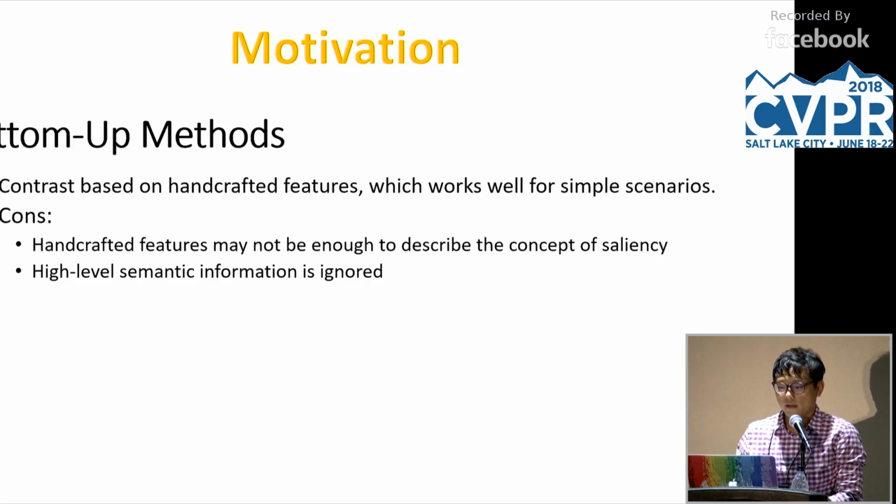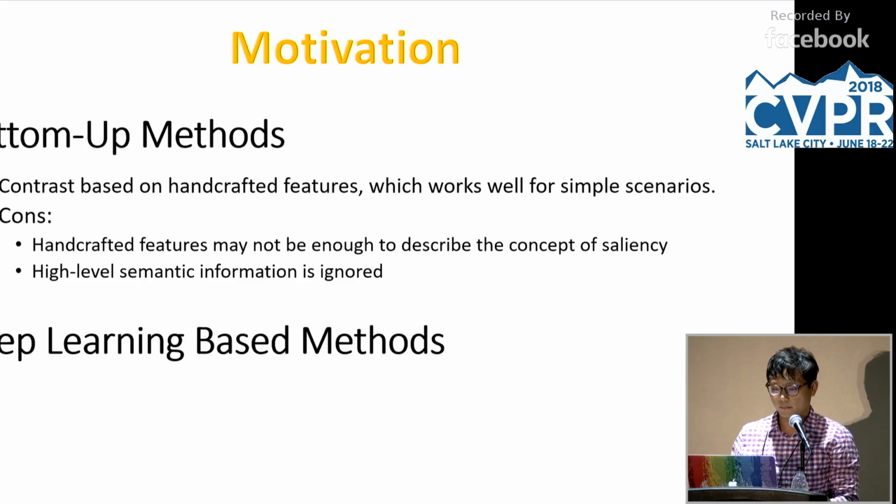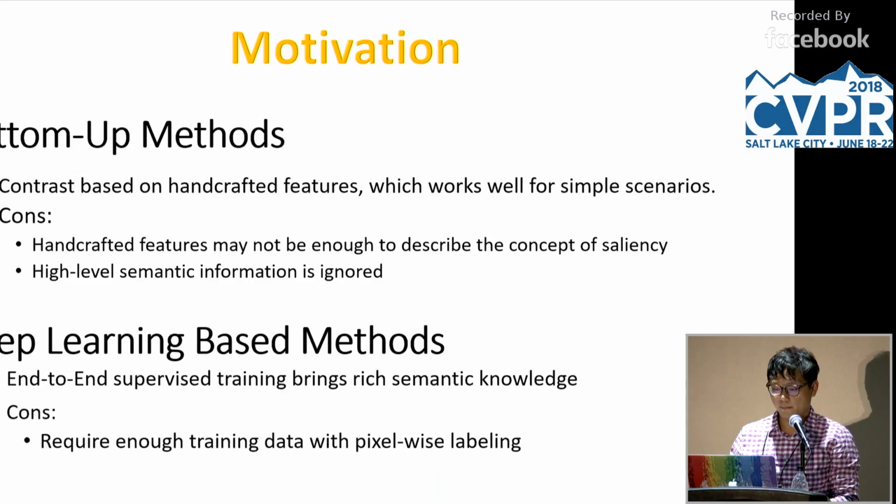On the other hand, with the rising of deep learning, people begin to use deep learning to solve this problem through incorporating high-level information. They introduced semantic information by using pre-trained models. Deep learning-based methods achieve much better results than bottom-up methods. Unfortunately, the downside is that deep learning methods require a large number of human annotations on each pixel.